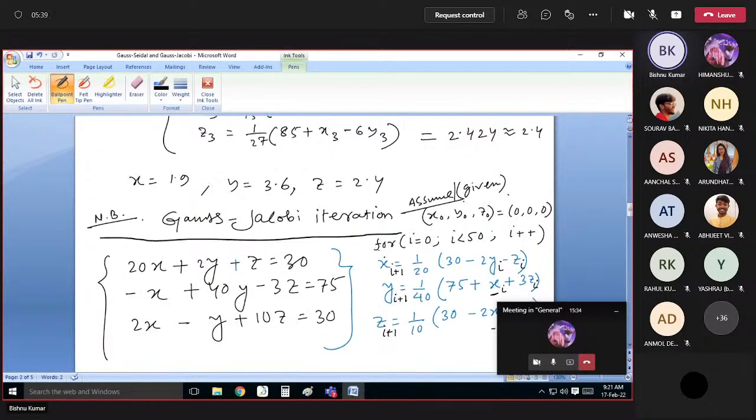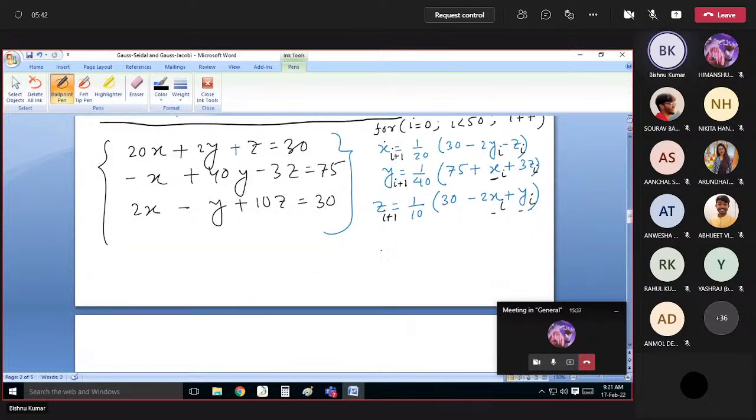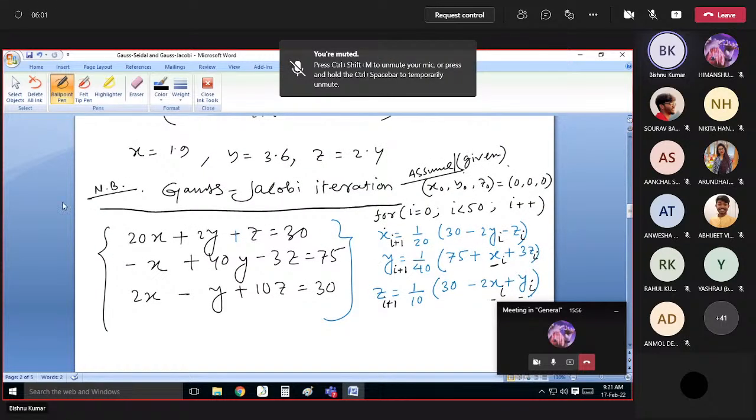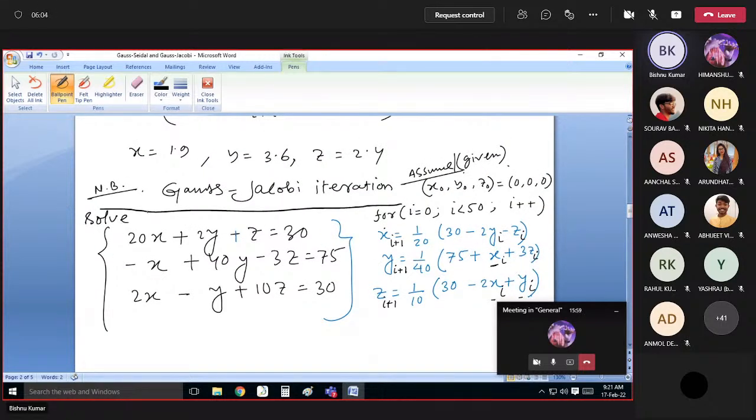Let's try to see this solution, what will happen. Do you have a calculator? With the help of the calculator, you just quickly solve and tell me the answer. With the help of Gauss-Jacobi iteration, we are going to solve this. Same equations we have solved here. Suppose this question is to solve up to 2 or 3 decimal places, that will be given to you in the question.